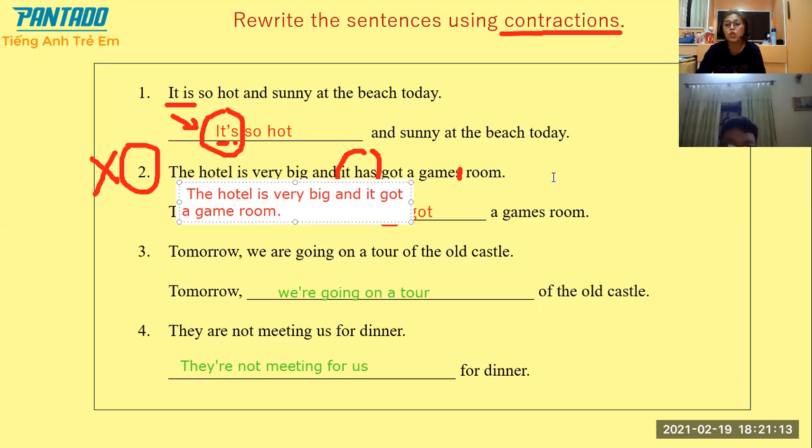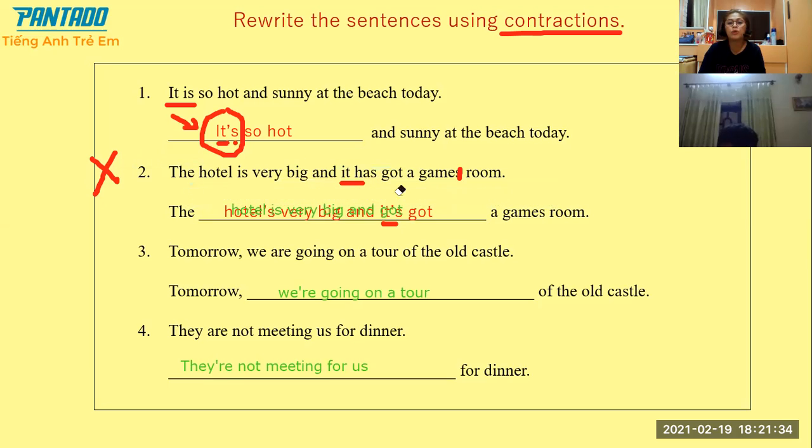For number two, this is the correct sentence: the hotel is very big and it has got a games room. The other one is wrong. This one is a bonus, so you are correct. Okay, here. I will check. Here you are correct with this. Correct, correct. Okay.